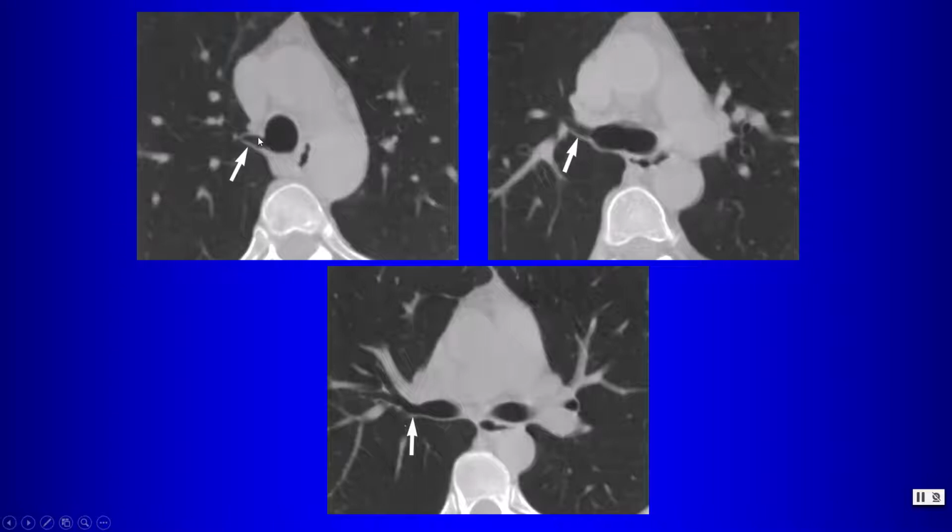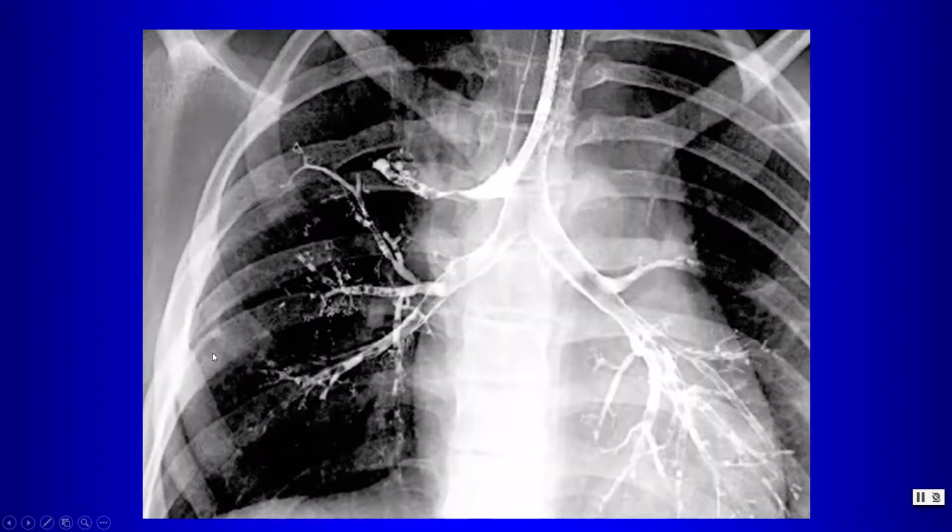These commonly go to the apical segment of the right upper lobe. So this bronchus may represent the apical segmental bronchus, in which case it is missing when you look down lower. Or on occasion, it may be a supernumerary bronchus, so it may be an extra bronchus here coming off the trachea, supplying the apical segment of the right upper lobe.